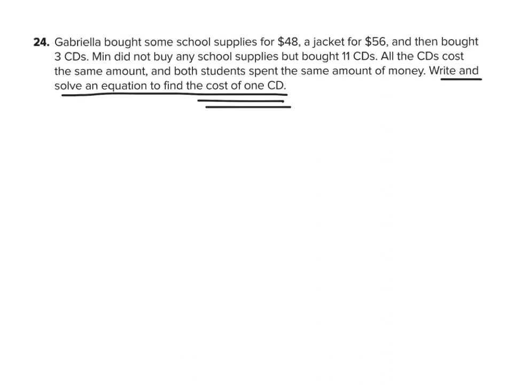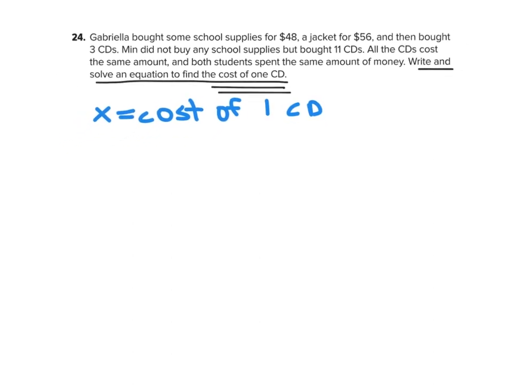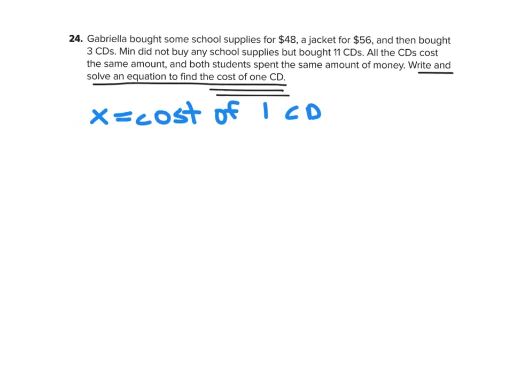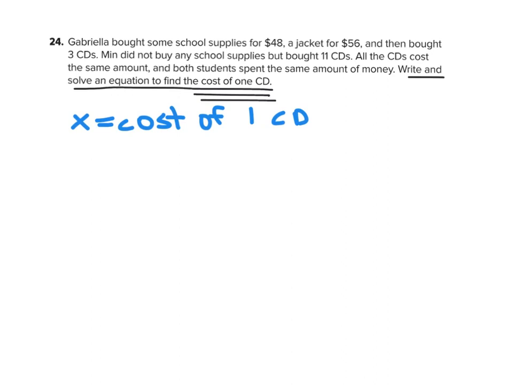So the first thing we're going to do is define our variable, and typically your variable will be what you are trying to solve for. So x equals the cost of one CD. Okay, so with these types of problems, we are going to be writing an equation with an unknown on each side, which is going to be representative of the cost of one CD. And we're told that all of the CDs cost the same amount.